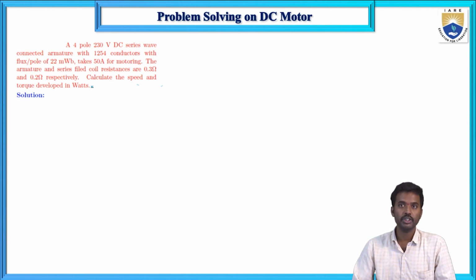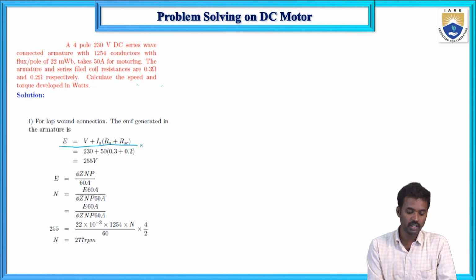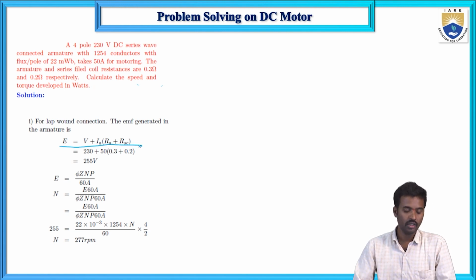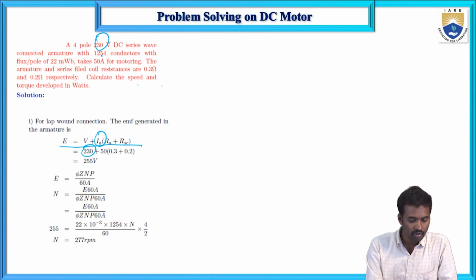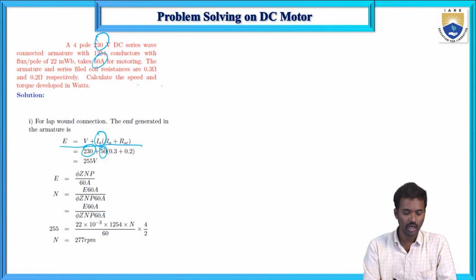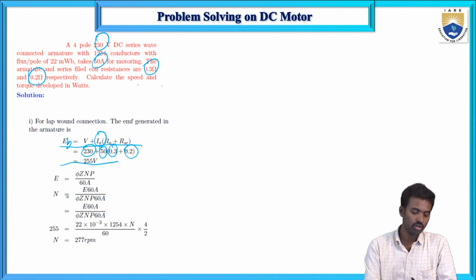Same procedure for this one also. First, Eb equals V minus Ia(Ra plus Rse). So V is 230 volts, and the Ia value is given as 50 amperes. Ra and R series are 0.3 and 0.2, and that value Eb equals 255 volts. And what about the speed?